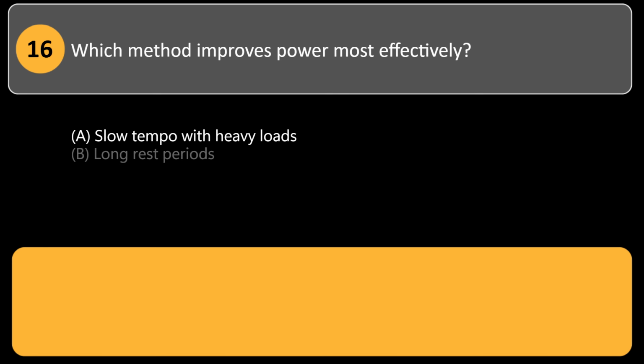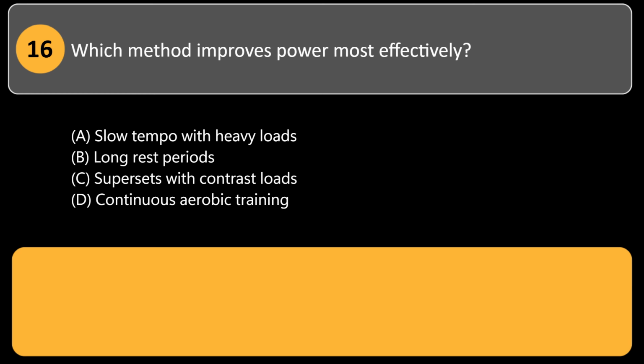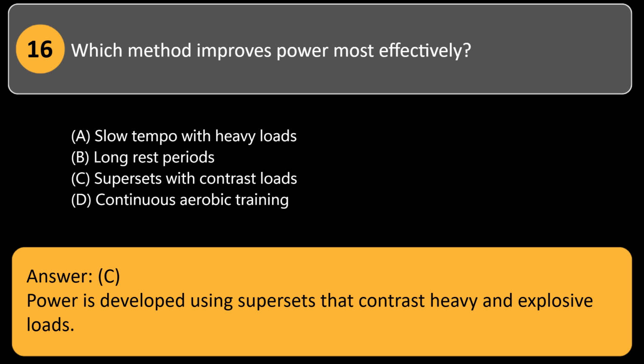Which method improves power most effectively? A. Slow tempo with heavy loads. B. Long rest periods. C. Supersets with contrast loads. D. Continuous aerobic training. Answer: C. Power is developed using supersets that contrast heavy and explosive loads.